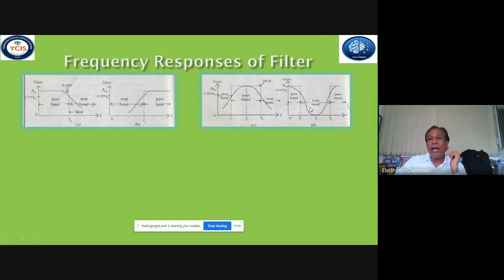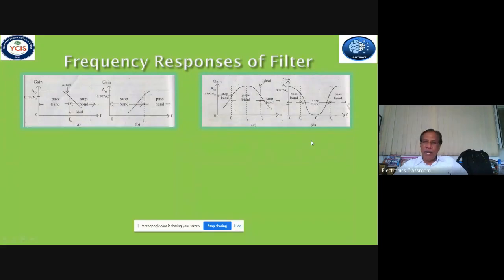But the band of frequency below FL, that is the lower side band, as well as the band of frequency above FH, the upper side band, will be transmitted. That means the band of frequency from F equal to 0 up to F equal to FL will be passed without any attenuation. Similarly, the band of frequency above F equal to FH will be transmitted without attenuation.